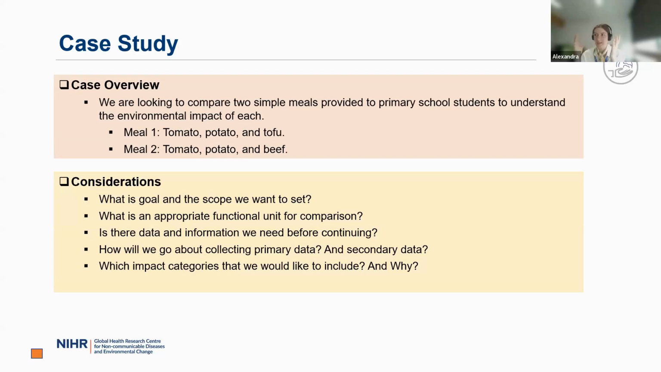So we're going to start with looking at 2 simple meals that are provided to primary school students. And we want to understand what the environmental impact is, because maybe in our research we're looking at which meal is healthier, but we also want to know which one is more sustainable. So meal one is tomato, potato, and tofu. Meal two is tomato, potato, and beef.